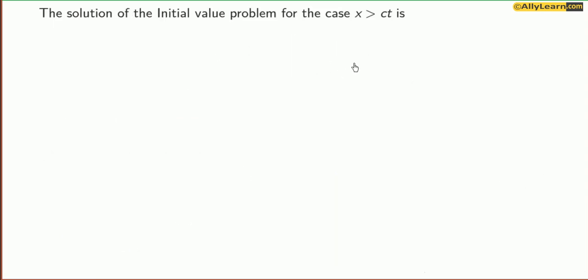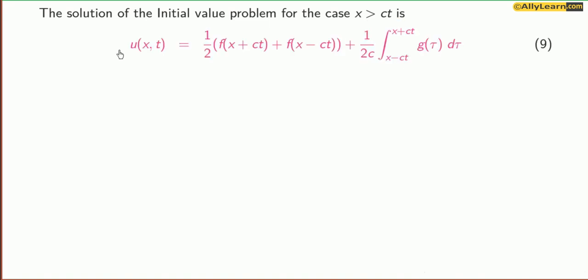So friends, the solution of the initial value problem for the case x is more than ct becomes of this type: u(x,t) equals half into f(x plus ct) plus f(x minus ct), plus 1 upon 2c into the integration of g(tau) with respect to d tau from x minus ct to x plus ct.